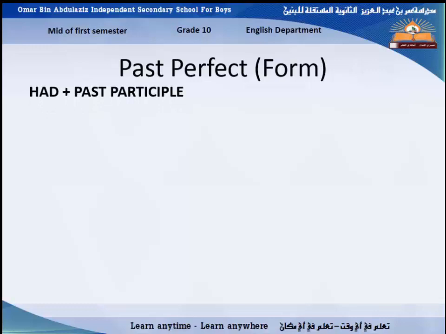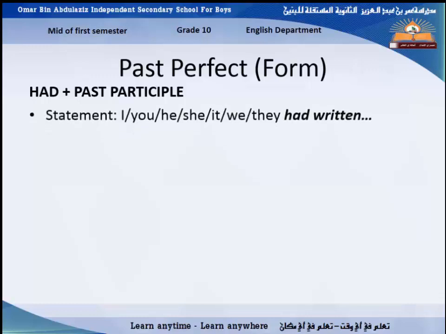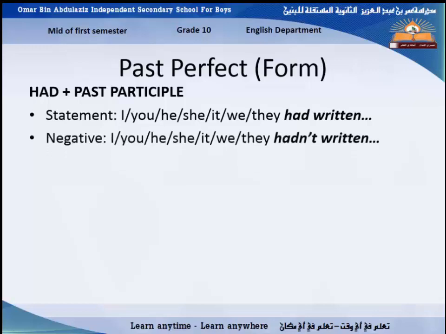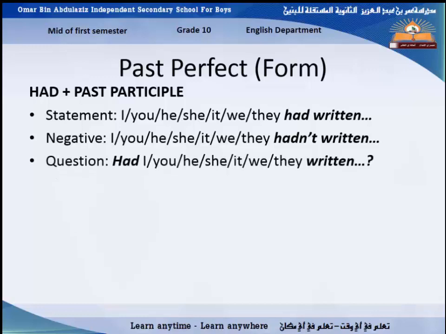Now let's move to the third form of the past forms, which is the past perfect. The past perfect is formed by using had plus the past participle, or the third form of the main verb. For example, I had written. The negative can be done by adding the word not to the word had to form the word hadn't plus the past participle of the main verb. In the questions, we start the helping verb had at the beginning of the sentence.